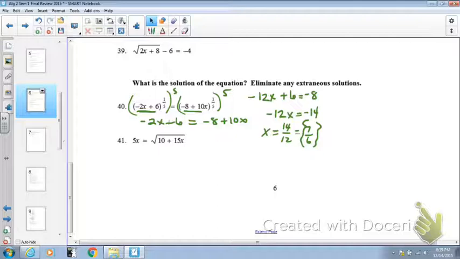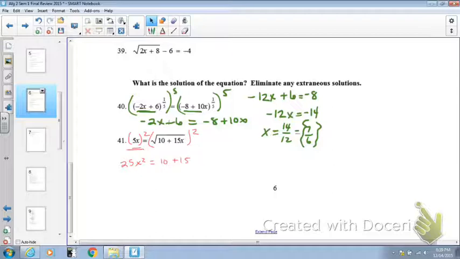Same thing with number 41. We're going to square both sides to get rid of that radical. Now be careful, because I saw lots of people do this. You have to square 5x. So you're squaring the 5 and the x. That's 25x squared. On the right side, the radical's gone, so I have 10 plus 15x.